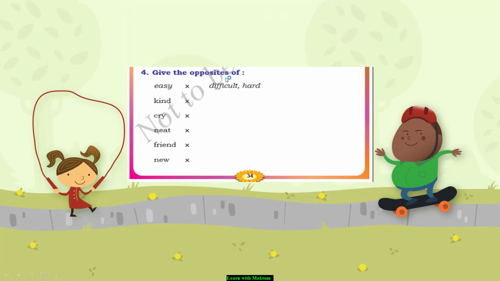Next one, moving on. Give the opposite of. So you have to write opposite words here. Opposite word of easy is difficult or hard. Kind, opposite word is cruel or you can say bad. Cry, laugh or you can say whisper. Neat, untidy, disorderly. Friend, enemy. New, old. Clear with the opposite words? You have to remember these.